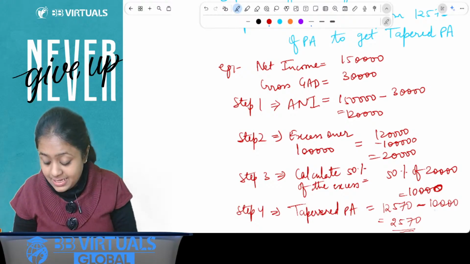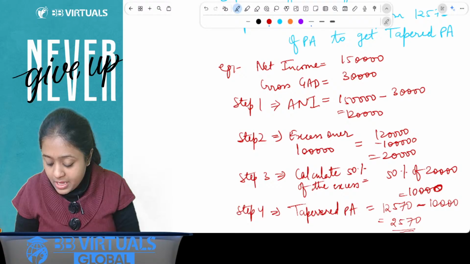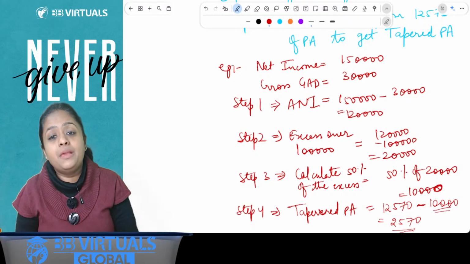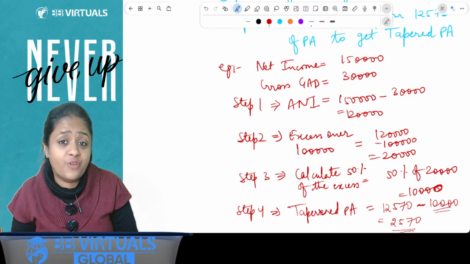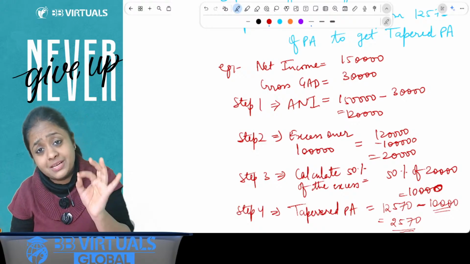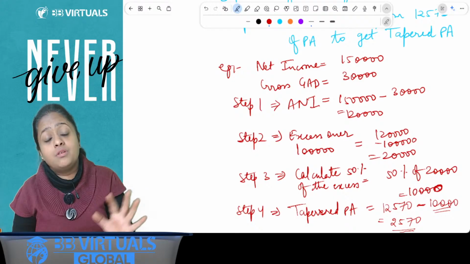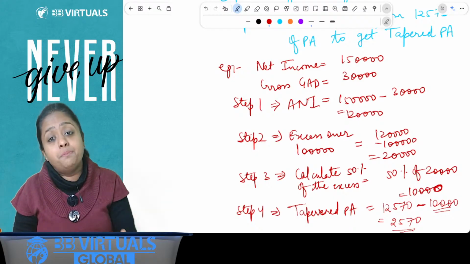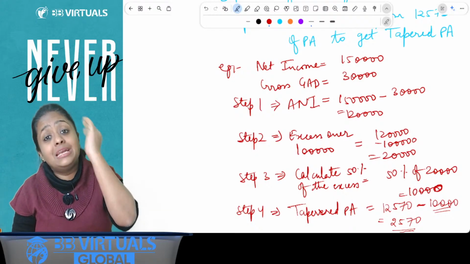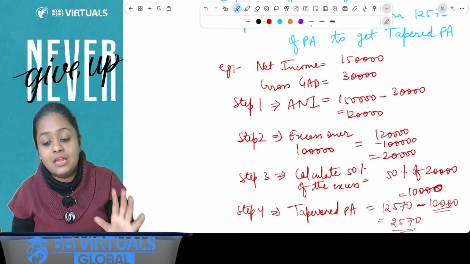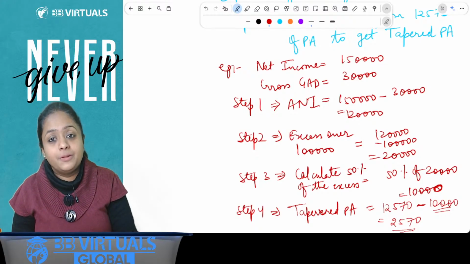Now what if your income becomes more? And let's say that this reduction is exceeding even your PA, then will you get a refund from HMRC? No, you will make it 0. So your PA can be tapered to 0. Not negative, but it will be tapered to 0. That means you will not get any PA. Entire PA will be tapered. Okay?